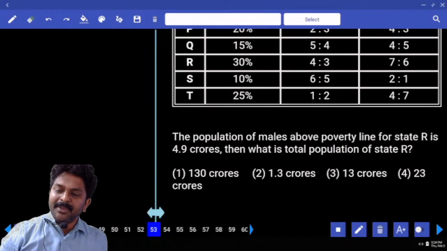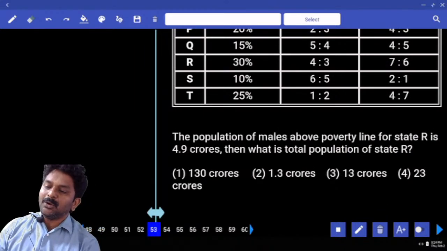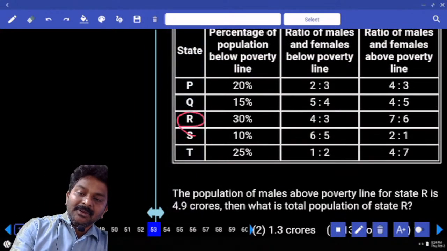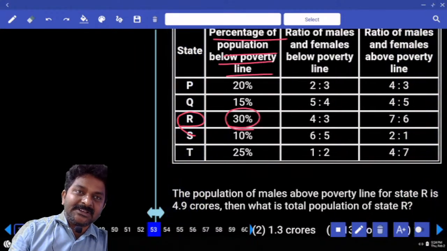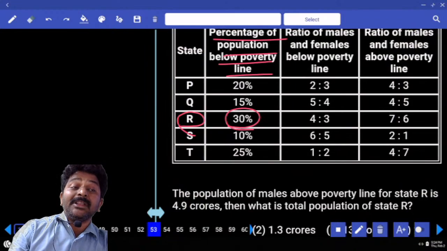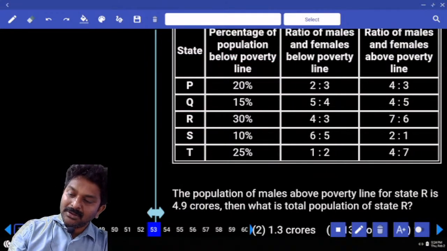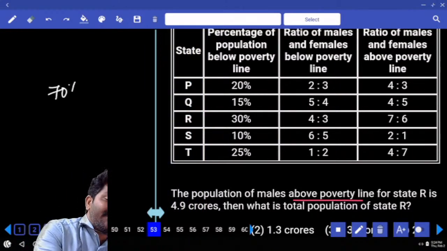The population of a male above poverty line for state R is 4.9 crores. Then what is the total population of state R? Okay. State R. Look at the data. Percentage of population below poverty line. How much percent? 30%. Then above poverty line? 70%. The question is about above poverty line. What percent we have? 70%.